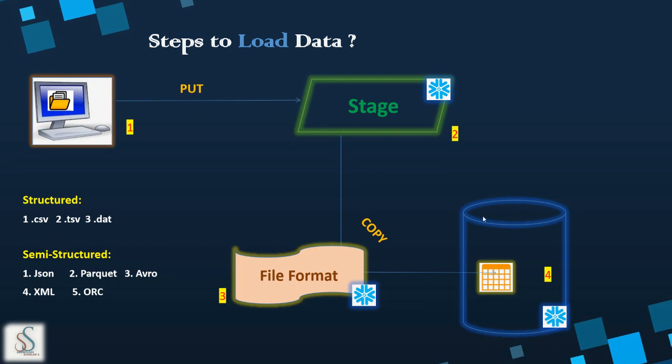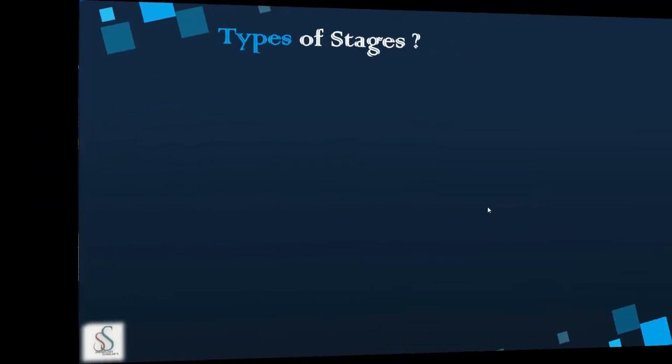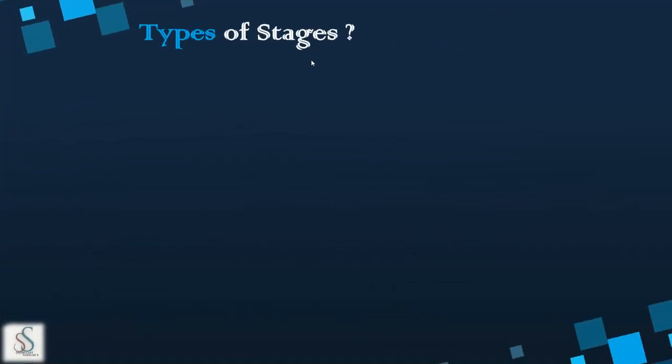Okay. Now we understood each step. First step is we need to have an input file. Second step, we need to have a stage in Snowflake. Third step, we need a file format object. Fourth step, a Snowflake table. Fourth step, we already created it. We created a table in Snowflake. And first step, we already have an input file. So we need to focus on 2 and 3. First, let us discuss the stage. What is a stage? Let me go to the next slide which explains the types of stages.